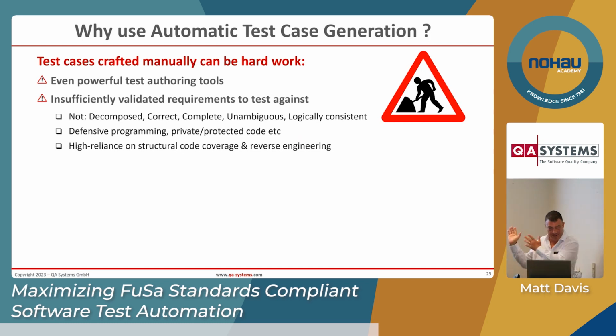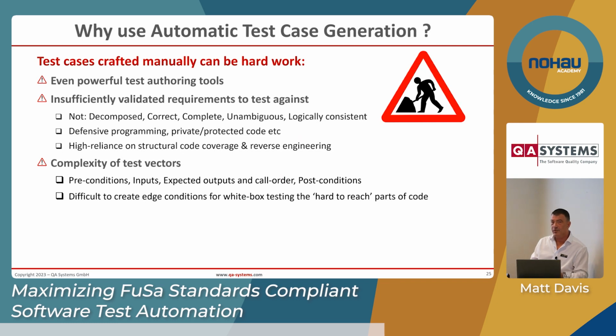Didn't say what it should do, but just that. So the reasons are non-decomposed, correct, unambiguous, logically inconsistent, and things like defensive programming and protected code. That means they end up looking at the bits of code that they haven't tested through structural code coverage and say, oh, right, I need to test that bit. I'll write a test that does that. So they end up testing the code does what the code does, because they haven't got something that says what it should do.